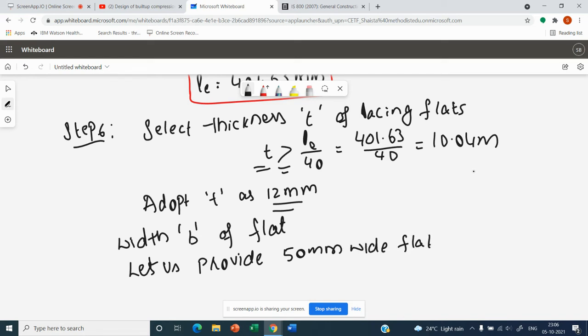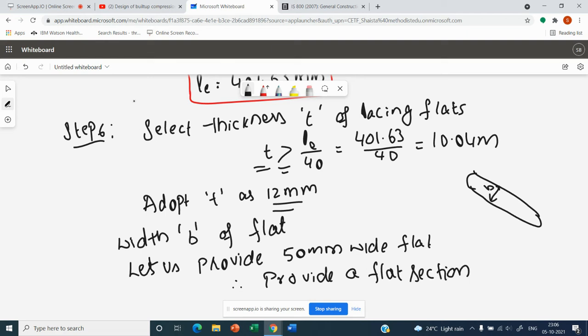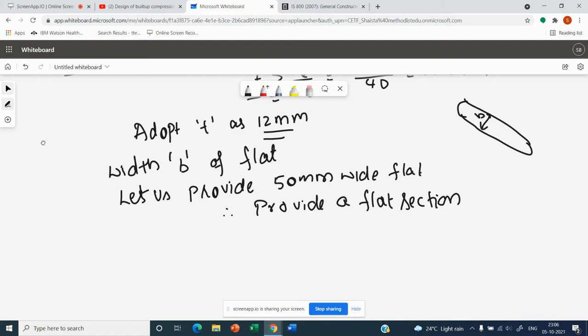So the flat which you are using as lacing, flat plates, its width is 50 mm and thickness is 12 mm. Finally, what we are selecting, we are writing: provide a flat section, like ISMB, Indian Standard Beam, medium weight beam. Similarly, flat sections will be represented in this fashion. Width you have to write, then Indian Standard flat, and then thickness.